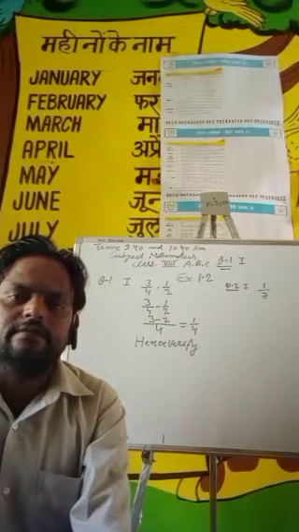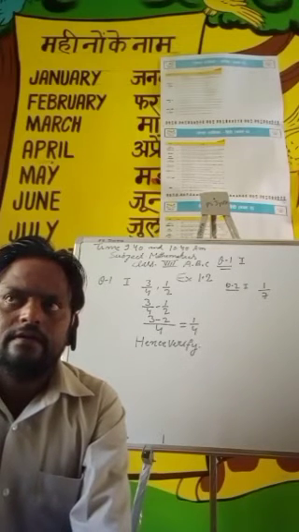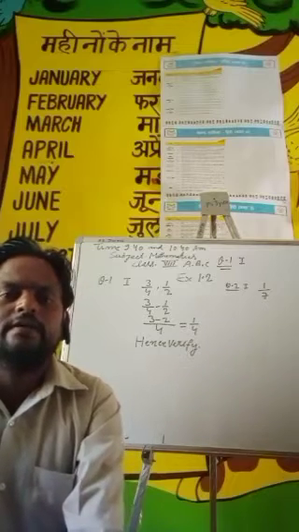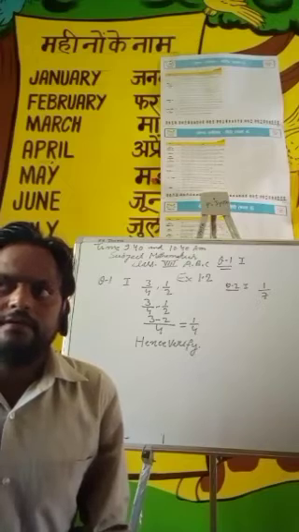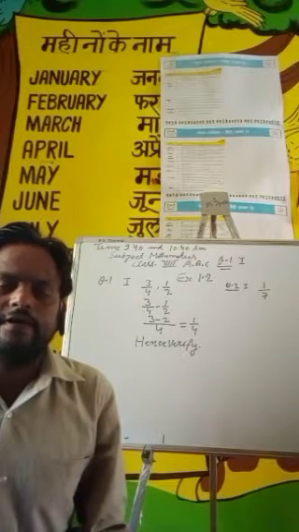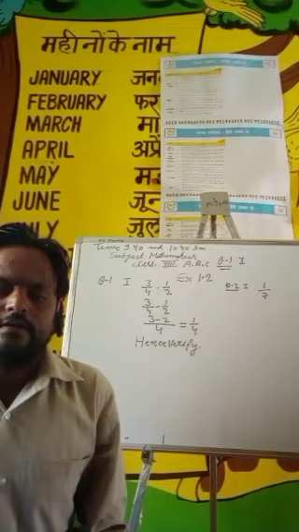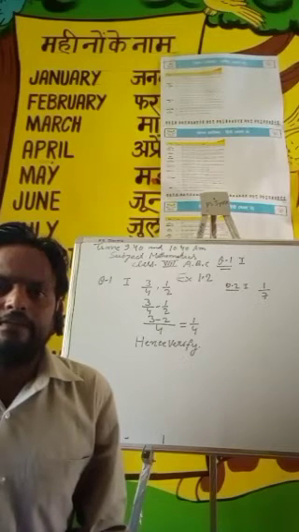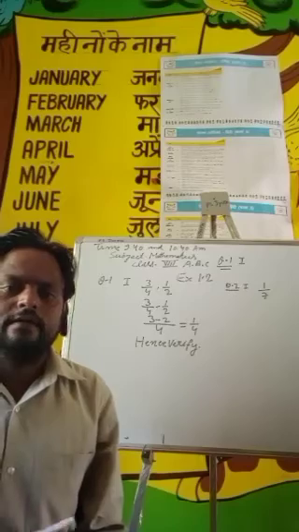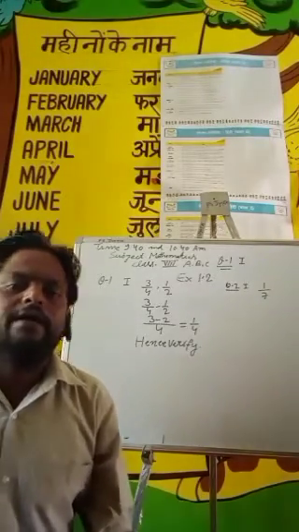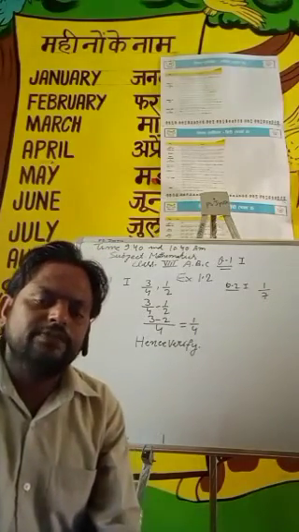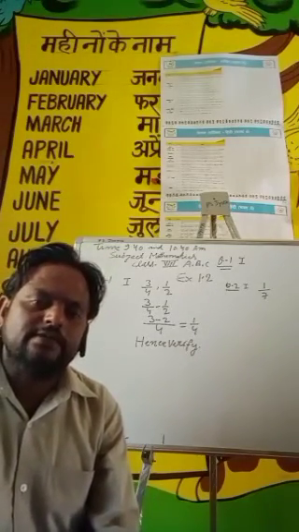Yesterday we discussed the rational numbers, addition of rational numbers, and their properties. First property, closure property of addition for rational numbers; commutative property of addition; associative property of addition; additive identity, and additive inverse. And also we solved exercise 1.1.